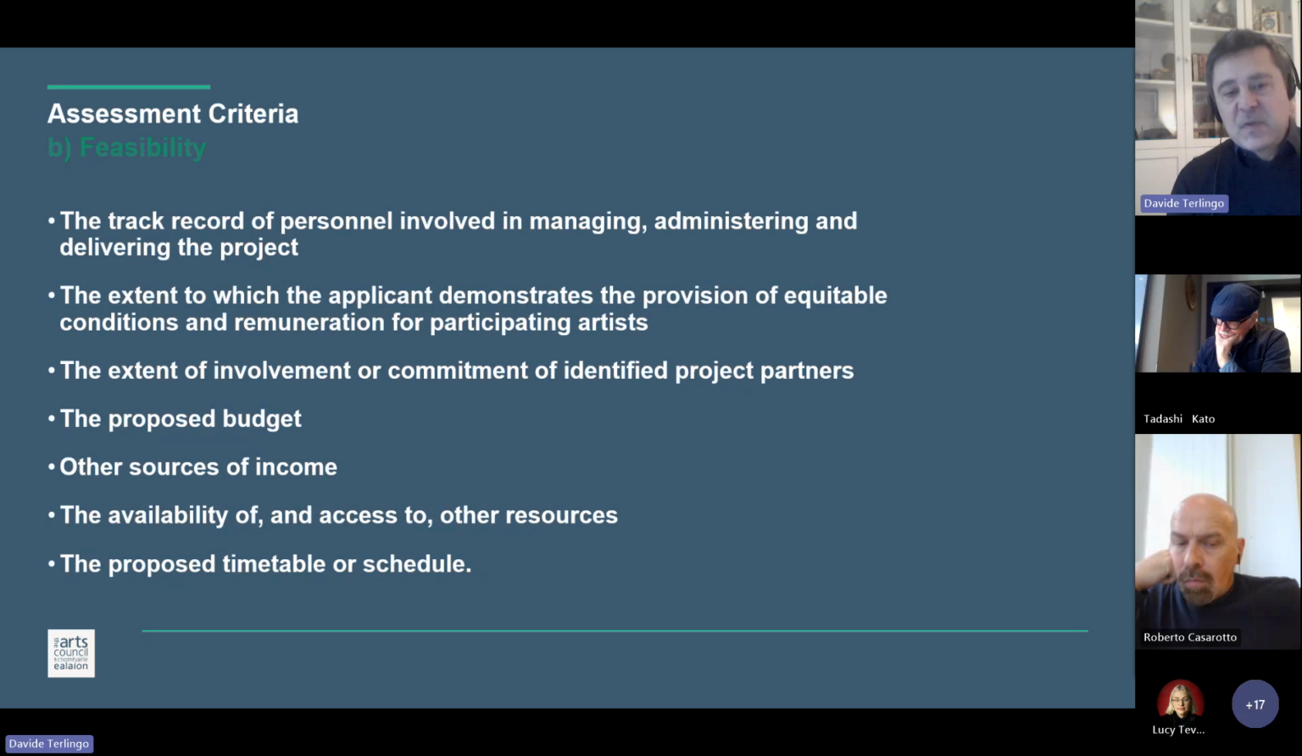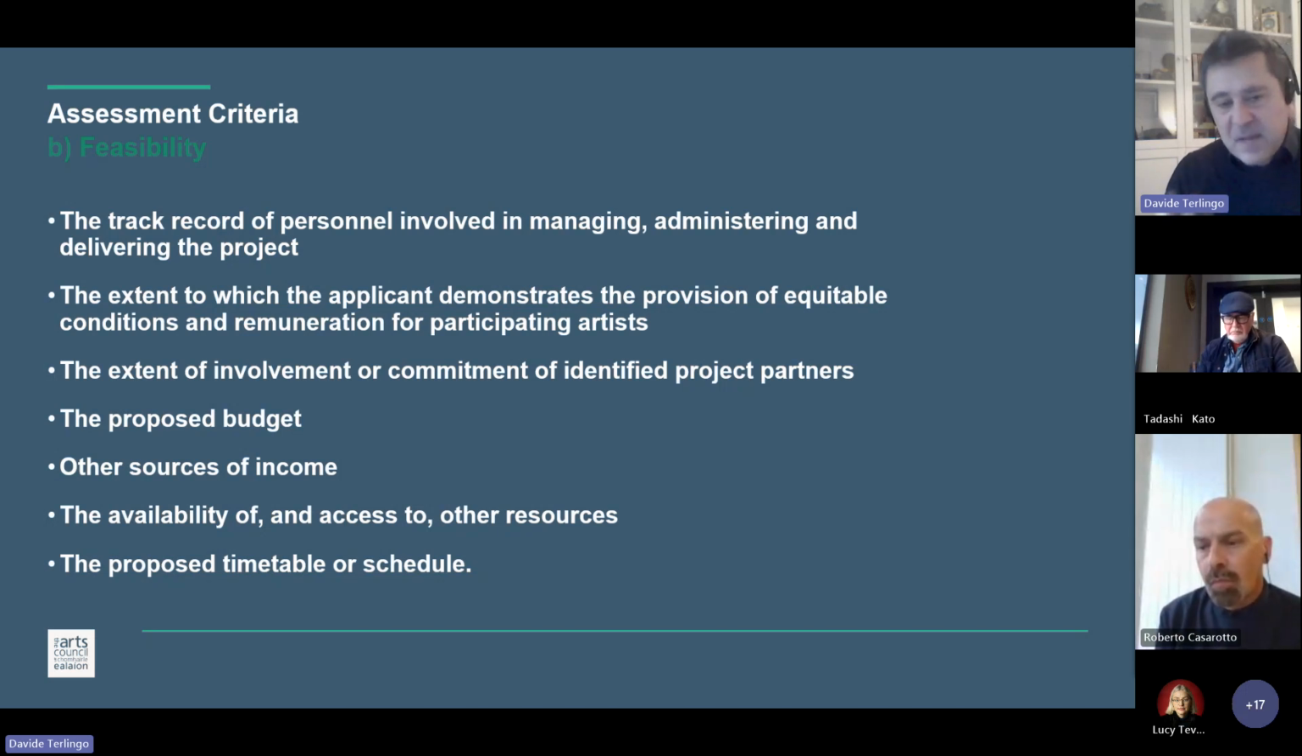And finally, the proposed timetable or schedule, so that we have a sense of how this proposal is going to unfold over sometimes two to three years. Okay, so it's quite important.